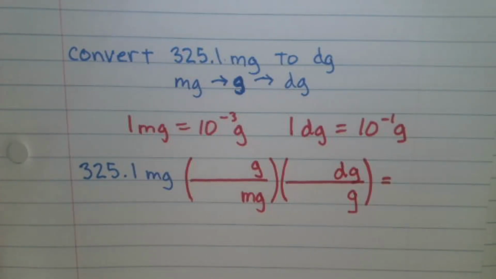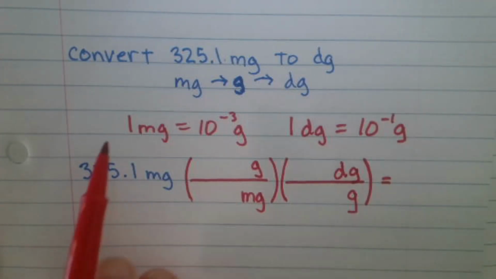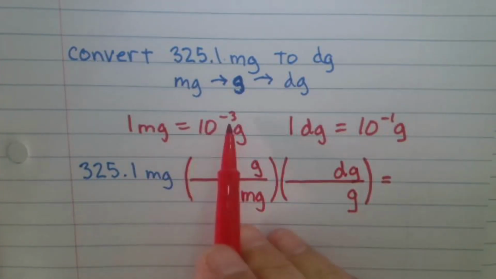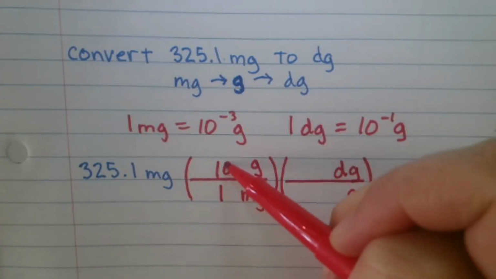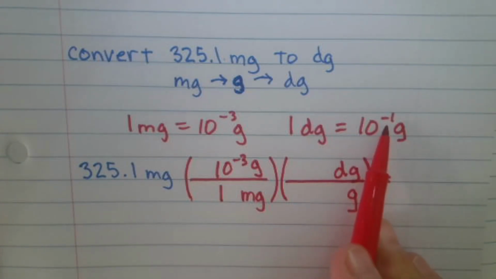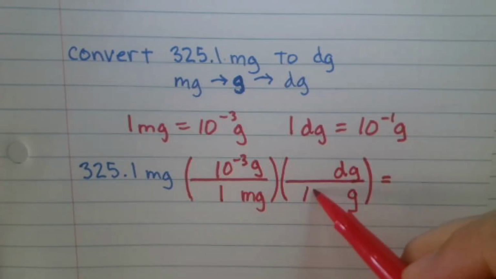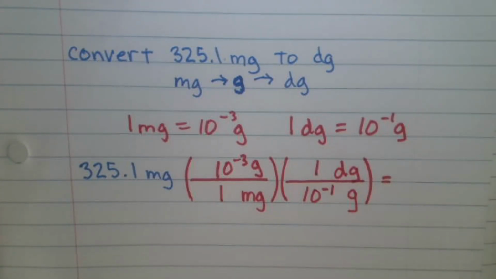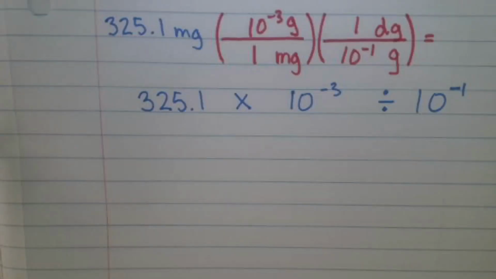Next strategy is to place the numbers. 1 milligram, 10 to the negative third grams, 10 to the negative first grams, 1 decigram. In step 4, we multiply by what's on top, divide by what's on bottom.